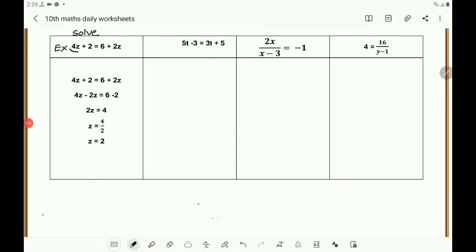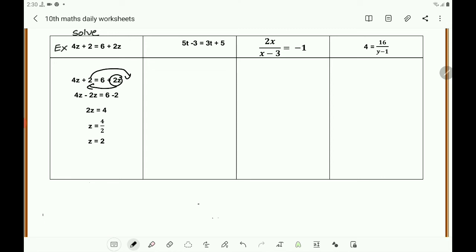Now you take 4z plus 2 equals 6 plus 2z. Here in the LHS there is a variable z, in the RHS also variable z. Both LHS and RHS are having variable and constant. In this case, what you have to do? Consider the equation 4z plus 2 is equal to 6 plus 2z. In the first step, bring the variable to one side and constant to one side. So you take this 2z to the LHS and 2 to the RHS.